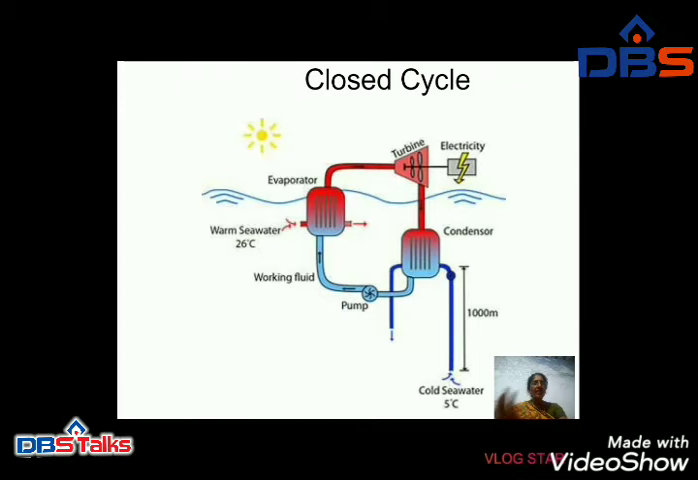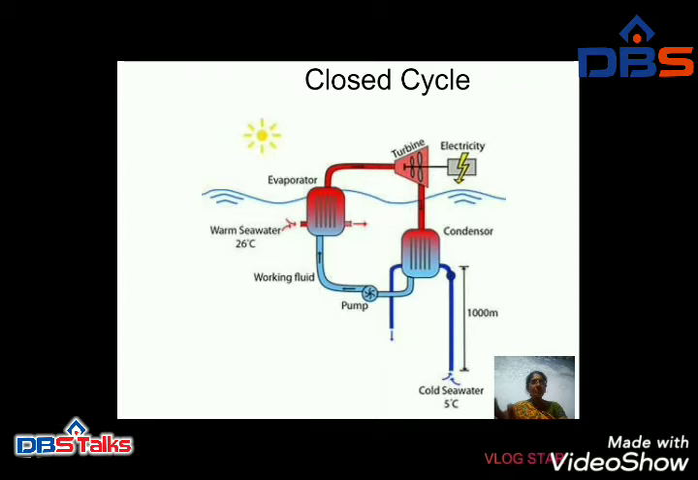The vapor is then condensed again in the heat exchanger, that means the condenser, using cold seawater pumped from the ocean's depths through a cold water pipe. The condensed working fluid is pumped back to the evaporator to repeat the cycle. So the working fluid remains in a closed system and circulates continually.